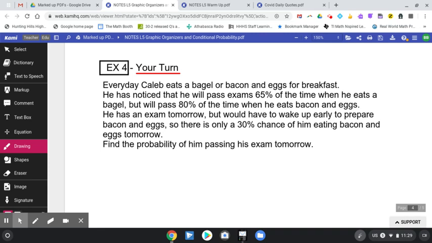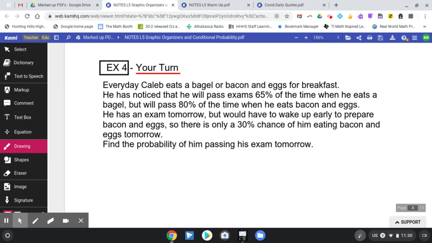So every day, Caleb eats a bagel or bacon and eggs for breakfast. He has noticed that he will pass exams 65% of the time when he eats a bagel, but will pass 80% of the time when he eats the bacon and eggs. Wonder if that has anything to do with passing, that protein. Maybe it's true. Maybe your brain needs protein.